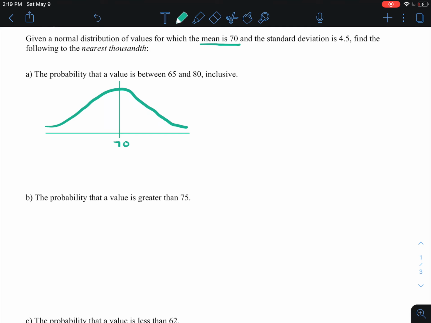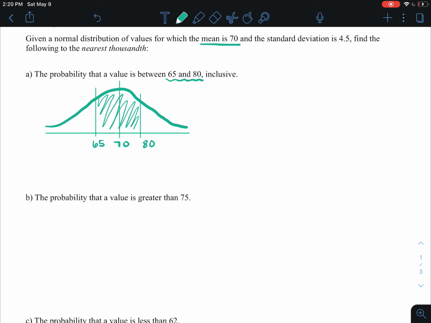And they want me to find the probability, which is just the percent under the curve between 65 and 80. So 65 is a value to the left of 70, so I'm just going to indicate that, somewhere over here. And 80 would be somewhere over here. So what I'm looking for, just again, visually, this is what I want. But I don't have the curve in front of me, right?